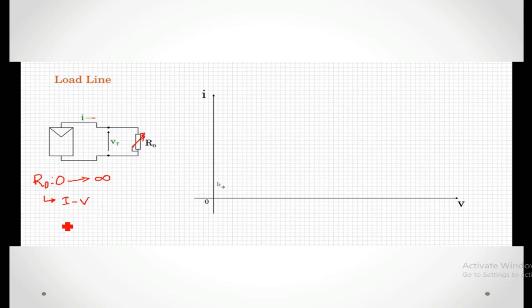First we need to consider the IV characteristics of this PV cell. This is the IV characteristics, an arbitrary characteristic. Now I am going to draw a line from the origin onto this IV characteristics curve. So this is the curve, this is the line. What is this line? Let us see the slope of this line. So this is the slope.